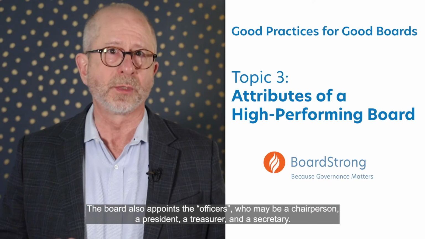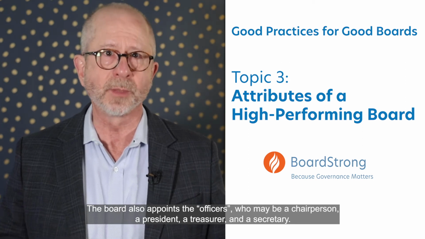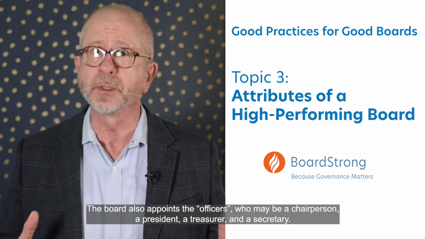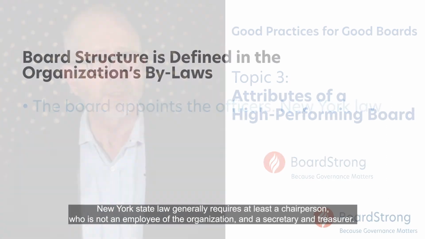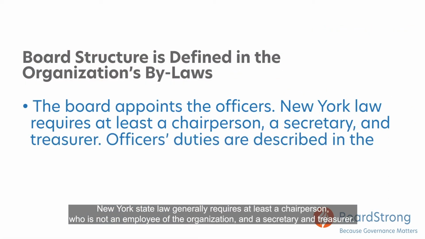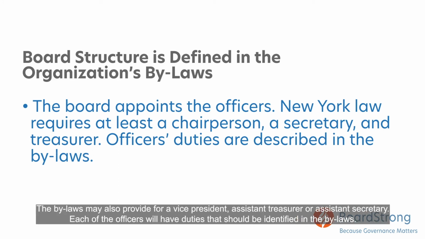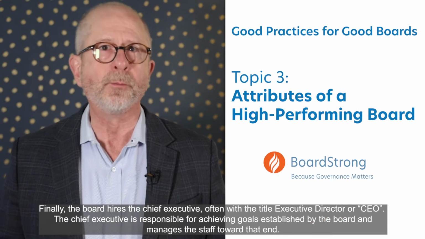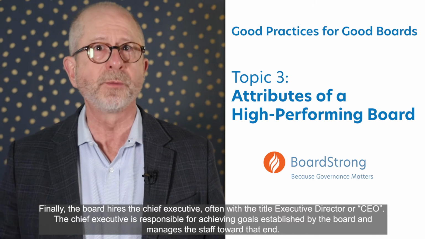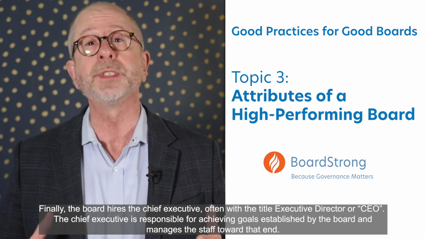The board also appoints the officers, who may be a chairperson, a president, a treasurer, and a secretary. New York State law generally requires at least a chairperson who is not an employee of the organization and a secretary and treasurer. The bylaws may also provide for a vice president, assistant treasurer, or assistant secretary. Each of the officers will have duties that should be identified in the bylaws. Finally, the board hires the chief executive, often with the title executive director or CEO.